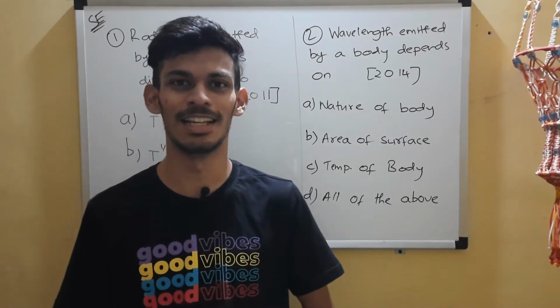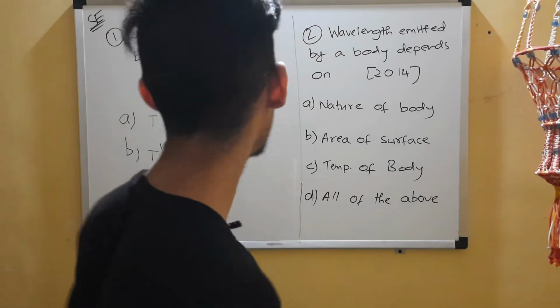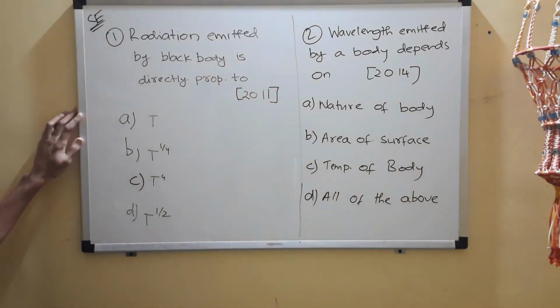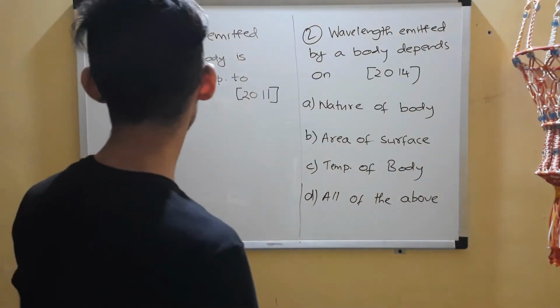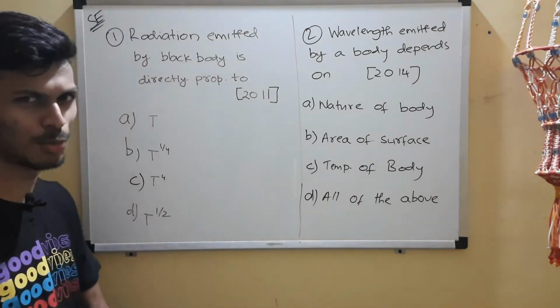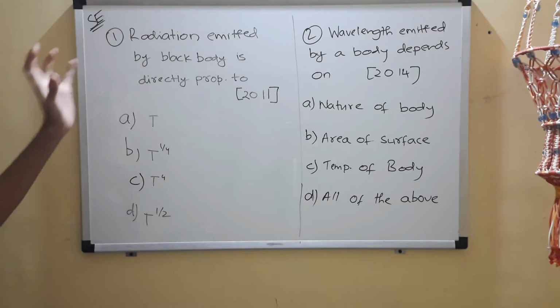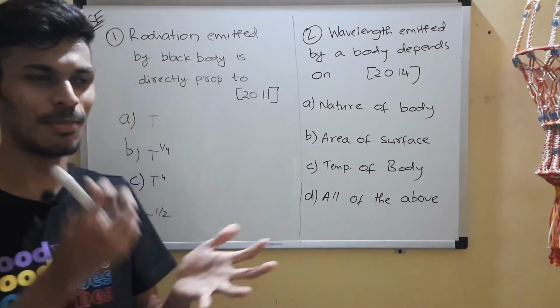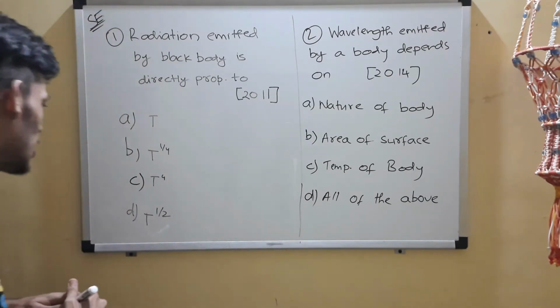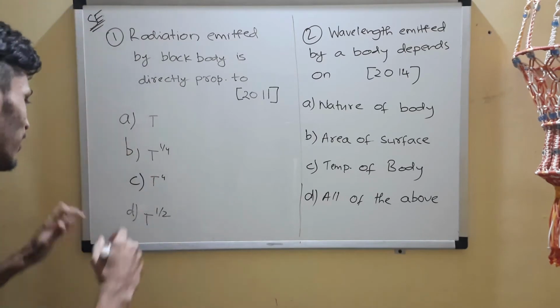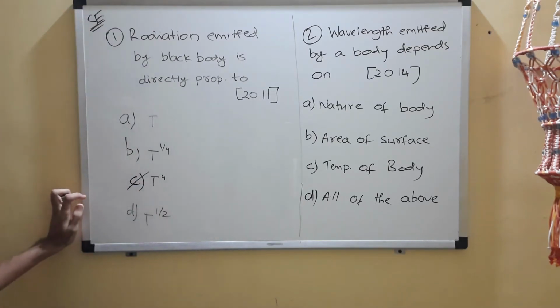Let's begin for today. Let us begin the discussion with questions from the super easy category. Question 1: radiation emitted by a black body is directly proportional to, where T stands for temperature. By Stefan's law, it will be directly proportional to the fourth power of temperature, so option C is the correct choice.